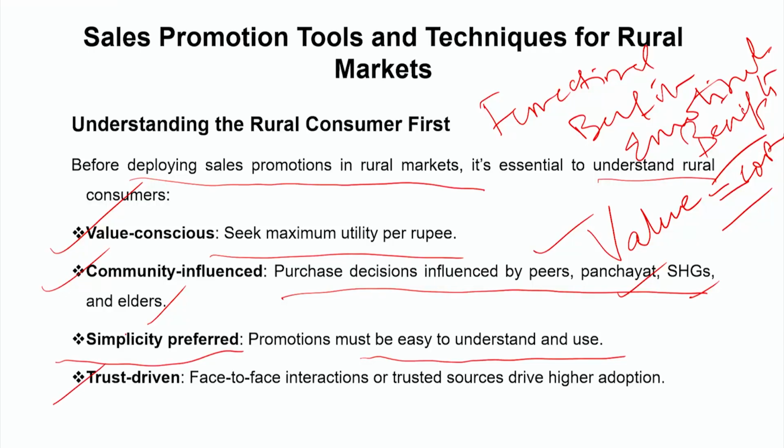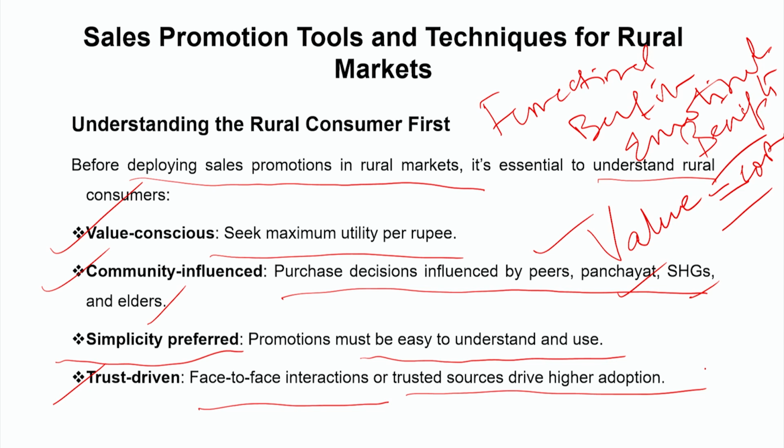Last is the trust driven. When we talk about the face-to-face interaction or trusted source, it drives higher adoption. In this, what we see is that trust is the main driving force, and the face-to-face interaction, as we see that the sales promotion might happen through the sales representative, which we relate to as door-to-door promotion or direct sales.